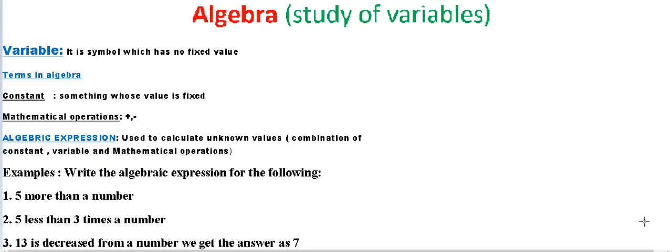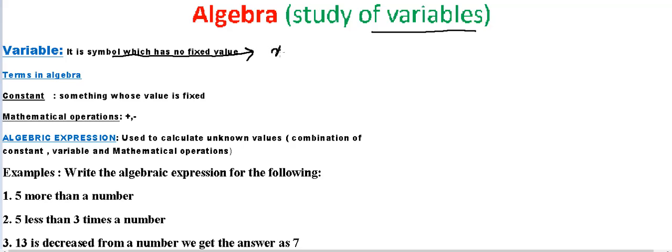In this video, we are going to discuss the topic algebra. What does algebra mean? Algebra is basically the study of variables, and the very first thing that comes to our mind during the study of algebra is: what is a variable? A variable is basically a symbol which has no fixed value. Let us understand it with an example.